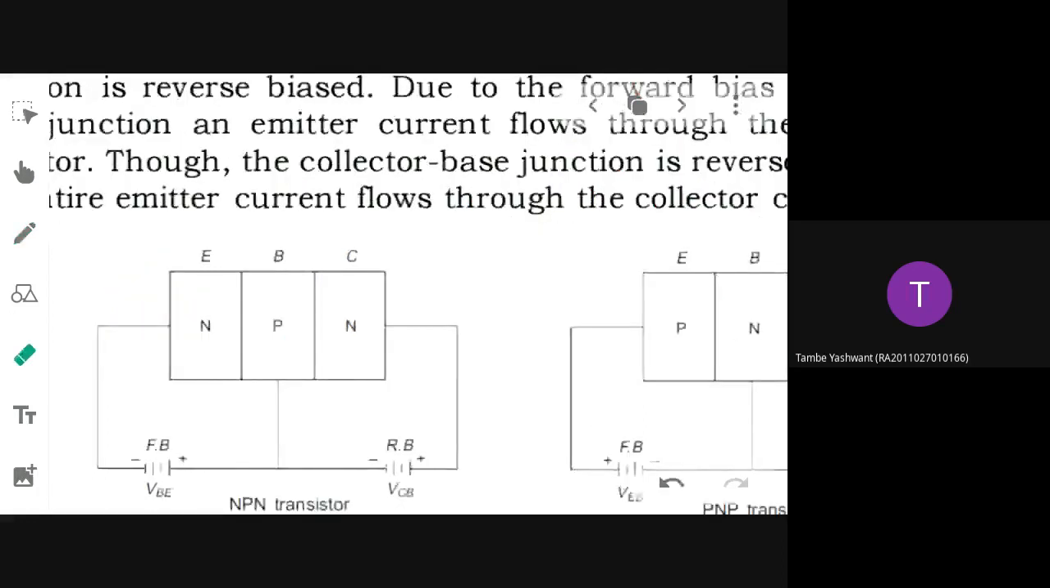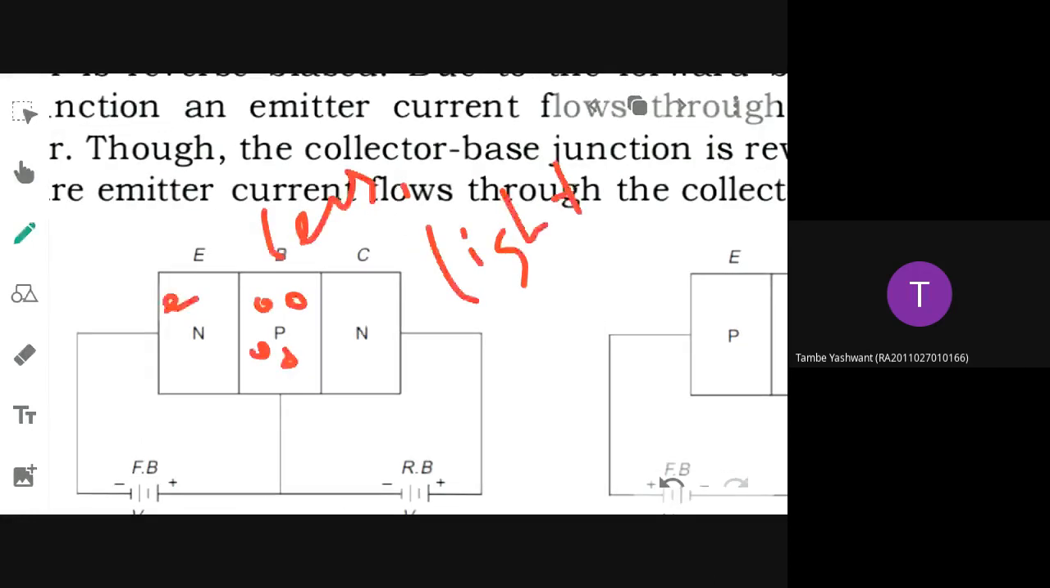The middle layer is slightly doped. The majority charge carriers of the P layer are holes, so the number of holes will be less. Light doped. So the number of holes present in this layer will be very less. The electrons passing through the junction will have a minimal number of holes to combine with.